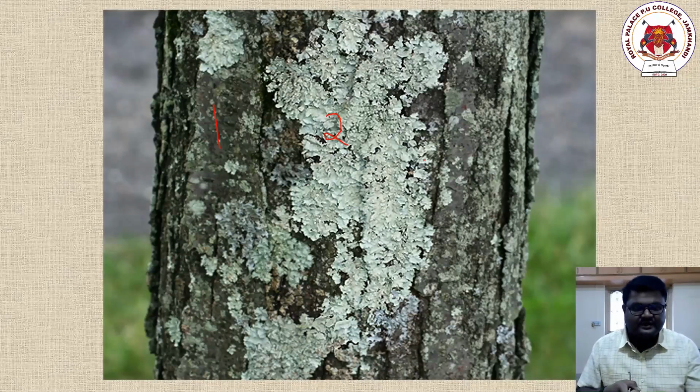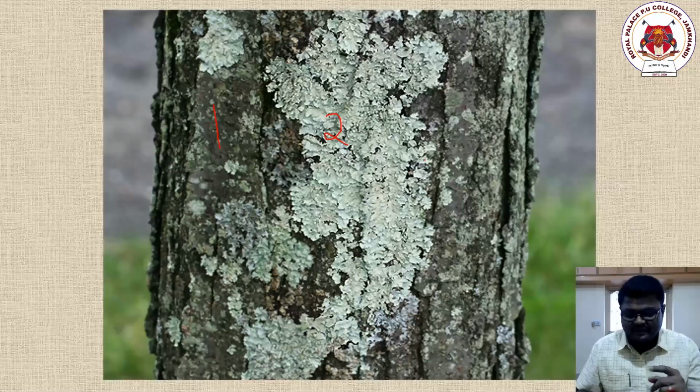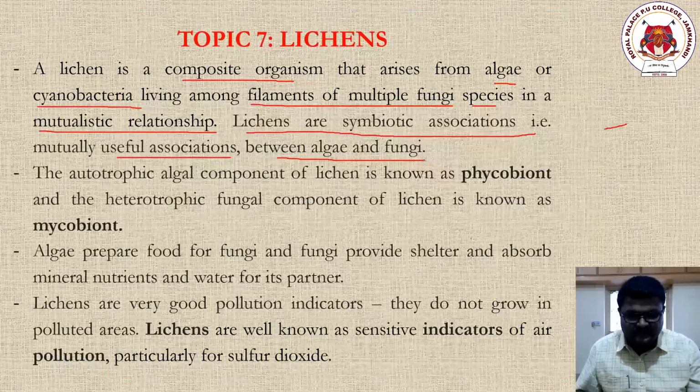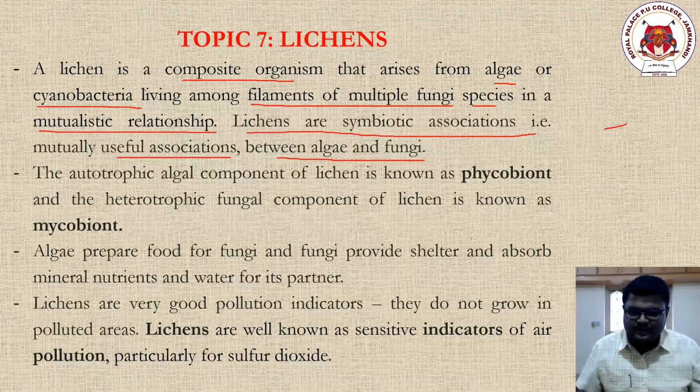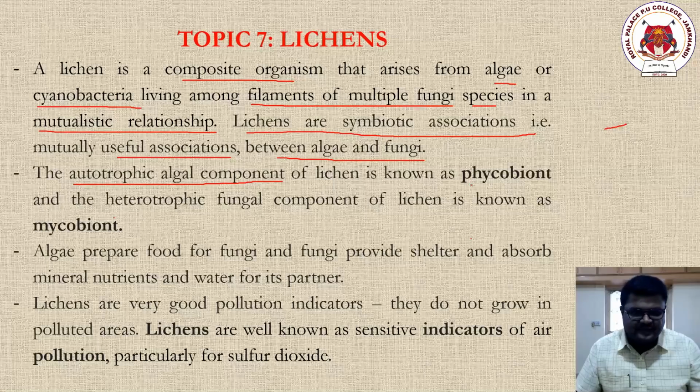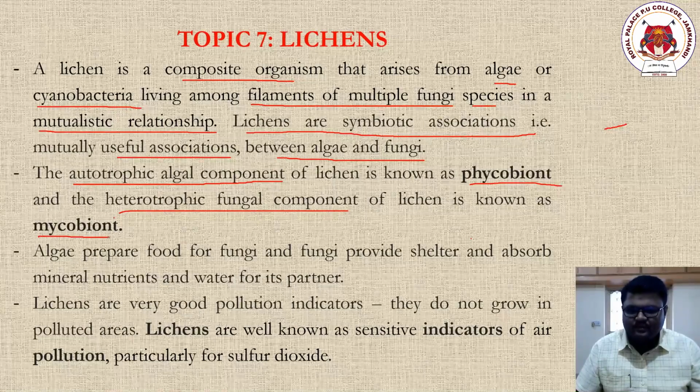The first friend of lichen is an alga, and the second friend of a lichen is a fungus. Try to remember, I am once again mentioning that the two partners of lichens are algae and fungi. Okay, so let us enter into that. The autotrophic algal component of lichen is called phycobiont, and the heterotrophic fungal component of lichen is mycobiont.